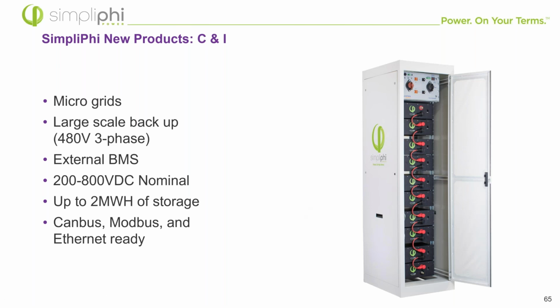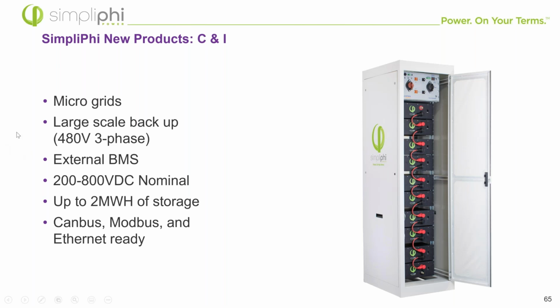This is really going to be helpful when using things like large-scale microgrids, maybe a large-scale backup that requires 480 volt power, three-phase. This will pair really nicely with those larger inverters. You can really scale up to 2 megawatt hours of storage, and keep it around that before we get into that larger scale stuff. So that's really where this lands.